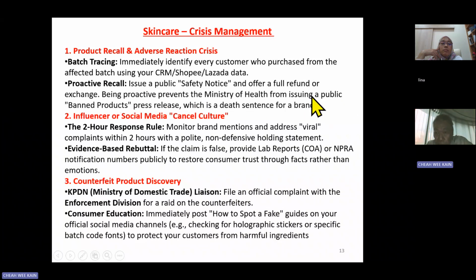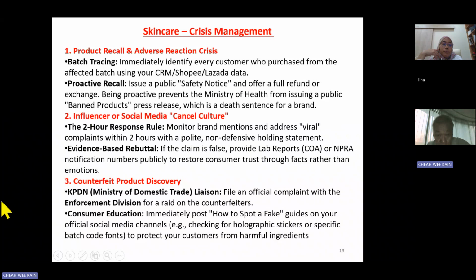Being proactive prevents the ministry from issuing a public ban on the product. It's better you put out a safety notice than the ministry giving you a ban product press release. That is very bad. So once you go and see the ministry, tell them you're going to give a safety notice and ask them where you should place it. Then you as a company put the safety notice for this particular product. It's better than them coming and giving you the ban product release.